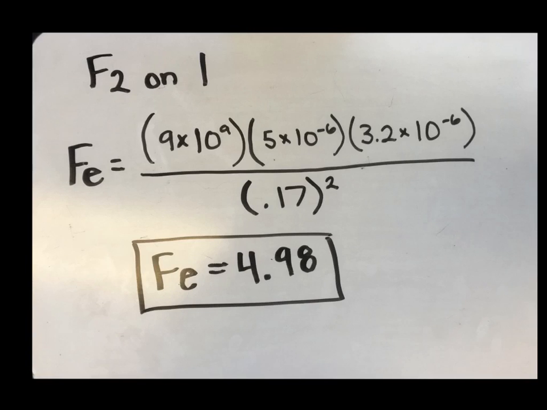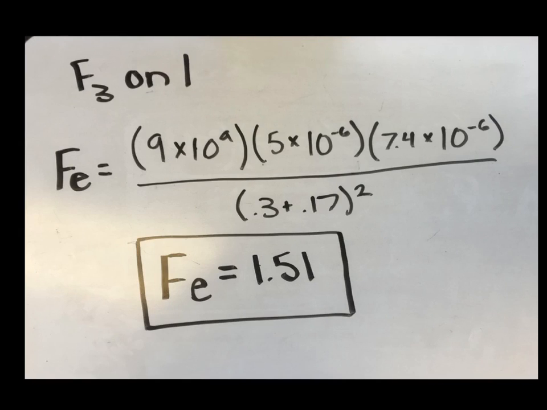To figure out the force of F of 2 acting on 1, it'd be K times the quantity of 1 times the quantity of 2 over the distance squared. So it'd be 9 times 10 to the 9th times 5 times 10 to the negative 6 times 3.2 times 10 to the negative 6 over 0.17 squared, which would give you a total force of 4.98.